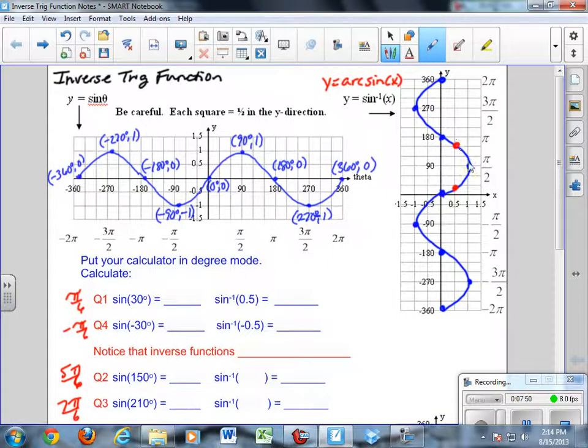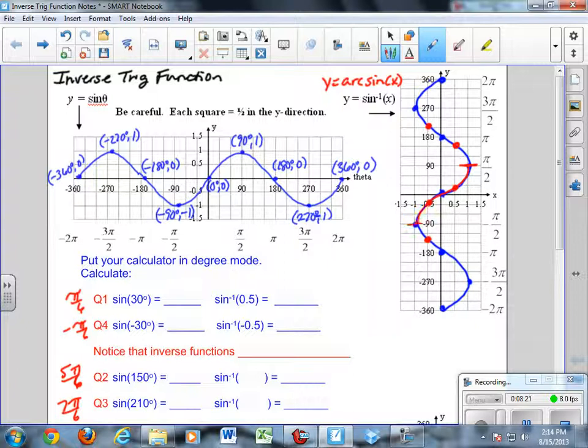We've got a problem here. If I put in my negative 0.5, there's my negative pi over 6, and here's my negative 5 pi over 6, or up here would be my 7 pi over 6. So there's my 7 pi over 6. So I'm getting multiple y values for each x value, and that's not a function. So we have to limit the range of our function to a certain section right here.